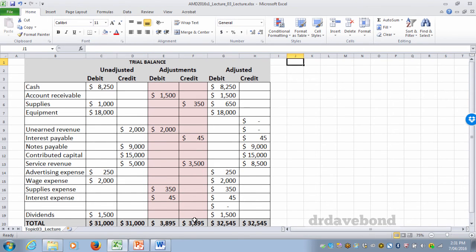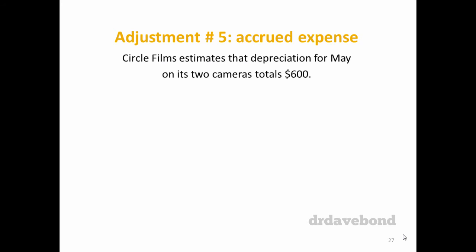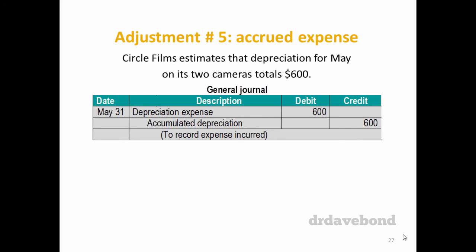There's one last adjustment that needs to be made. There are 2 gaps here and here. That's what we're going to deal with. Circle Films estimates that depreciation for May on its 2 cameras totals $600. We haven't really touched depreciation before, not a huge amount of detail, so there's a couple of things I want to talk about once we put the entries in.